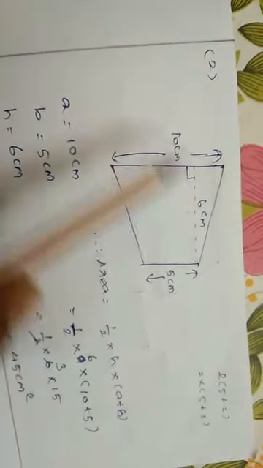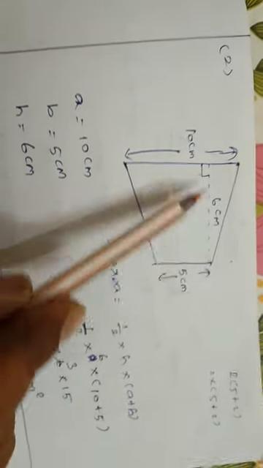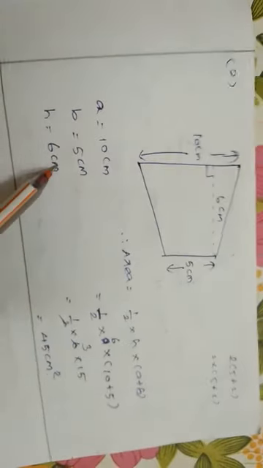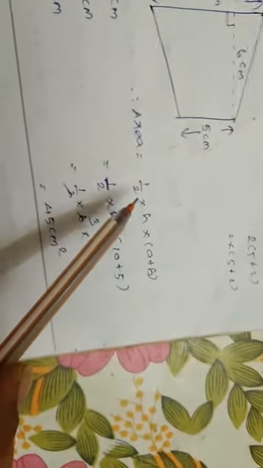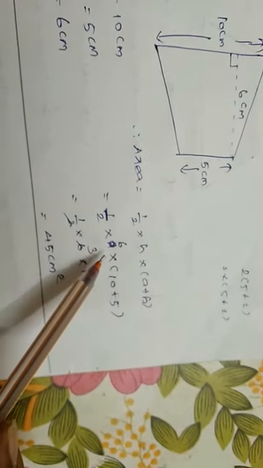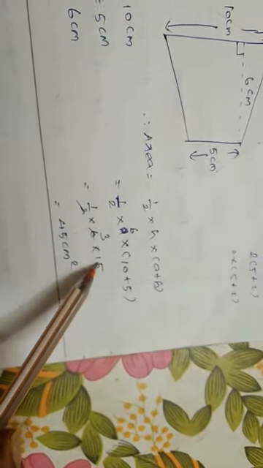Now it's a perpendicular line given, so we are going to consider a value this one, b value this one, and height value this one. So a value 10 cm, b value 5 cm, h value 6 cm. So area of the trapezium equal to 1 by 2 h into a plus b. So 1 by 2, h value 6, a value 10, b value 5. So add 15. So 6 into 15.